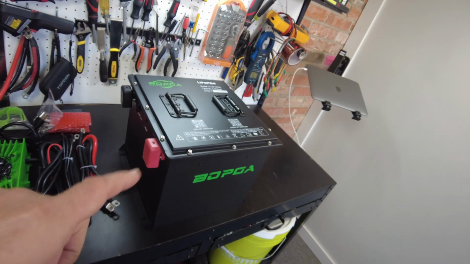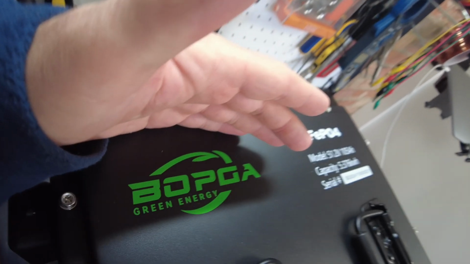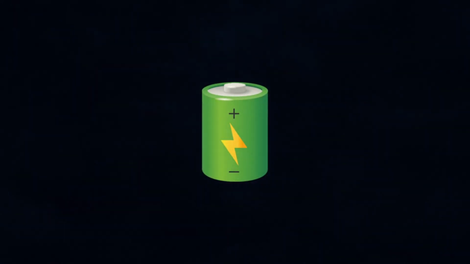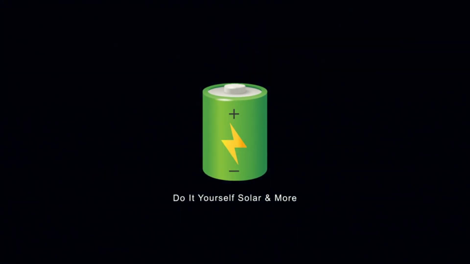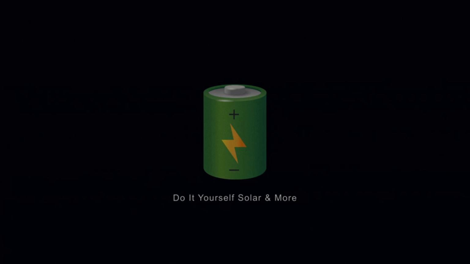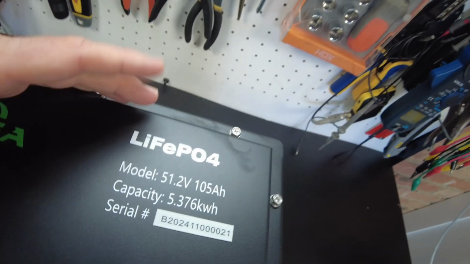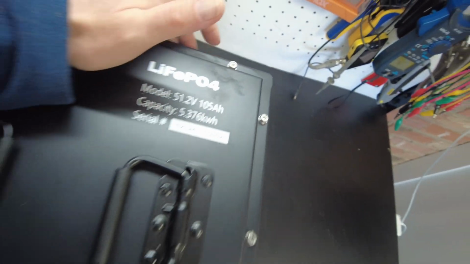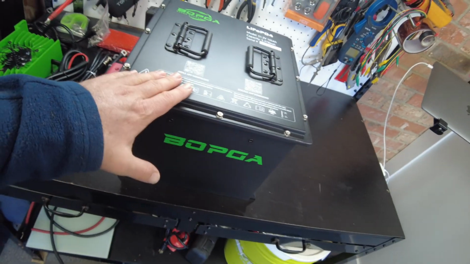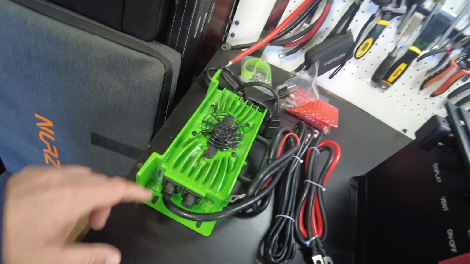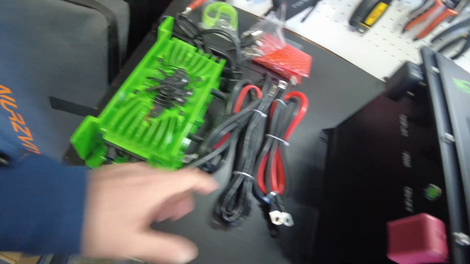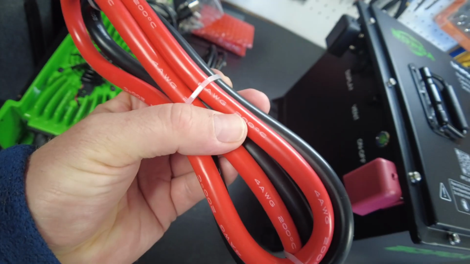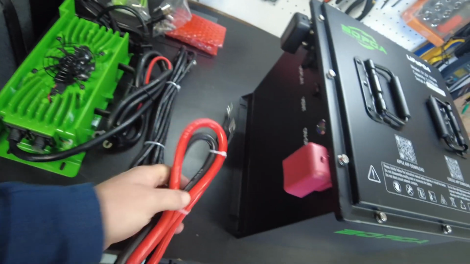All right, today we have a new golf cart battery from BOPGA. This is a 48 volt, 105 amp hour lithium iron phosphate golf cart battery kit. It actually comes with the charger. It has some 4 gauge 200 Celsius silicone jacketed wires.